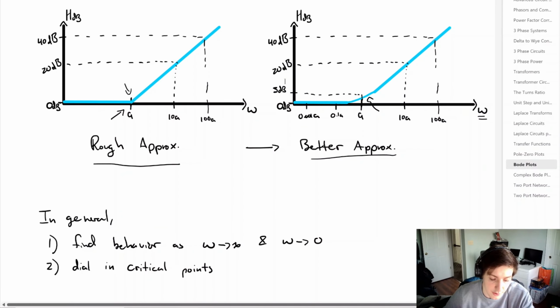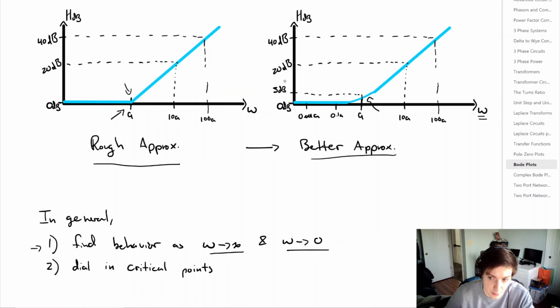Now in general, there are two rules that we really want to pay attention to. The first one is finding the behavior as omega tends toward infinity and as omega tends toward 0. Sometimes we can't actually get to the case where omega equals 0 without the Bode plot blowing up, so we just take that limit. The next step is to dial in the critical points, like we did for omega equals a, just to find small details. And this was a fairly easy example. In the next video, we're going to look at some more complex transfer functions of H to really see what these Bode plots look like when they start to get complex.